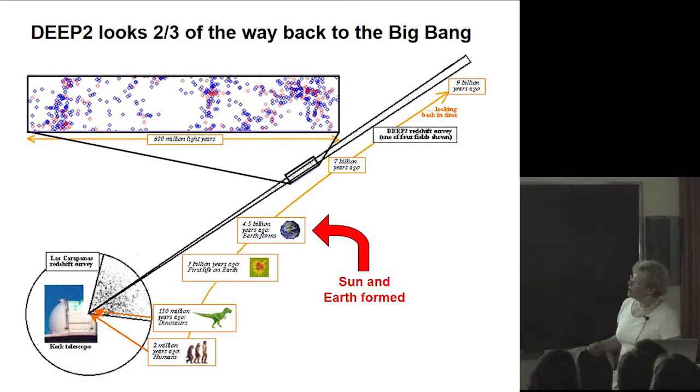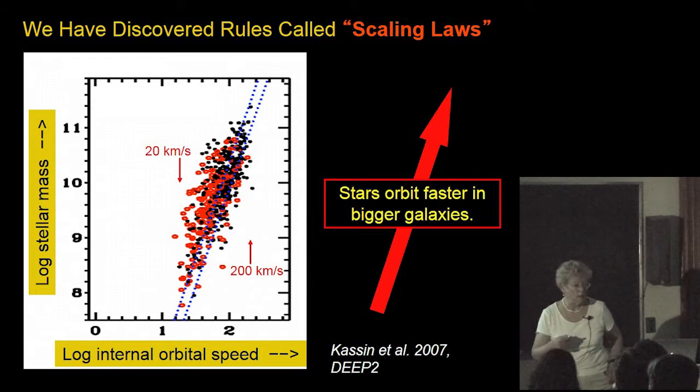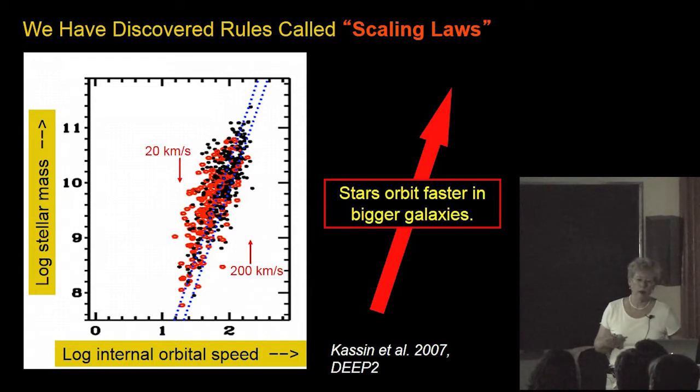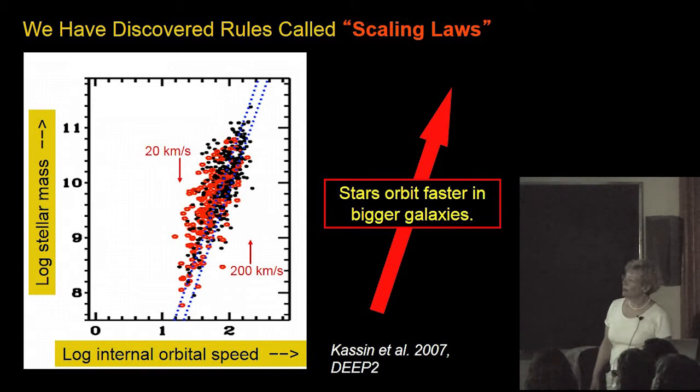So as I told you, it's possible to use data like this because the models are now so precise. They predict a whole lot of things. So an interesting thing to measure is something like this diagram, okay? This is the mass of a galaxy in terms of the amount of stellar masses it has: 10^9, 10^10, 10^11 stellar masses. And this coordinate is a measure of how fast objects are moving inside the galaxy, internal orbital speed.